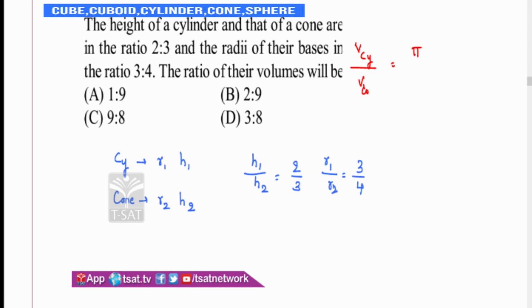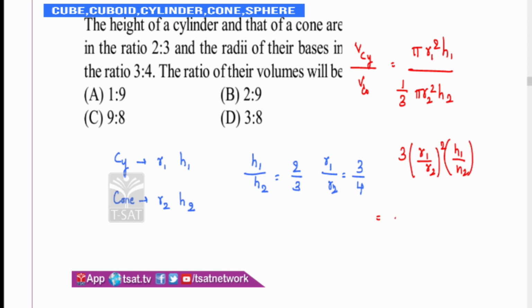Volume of cylinder is pi R1 square H1. Volume of cone is 1 by 3 of pi R2 square H2. So 3 goes up, pi gets cancelled, therefore 3 into R1 by R2 whole square into H1 by H2. What is R1 by R2 whole square here? 9 by 16. H1 by H2 is 2 by 3. 3 cancels again. So 2 ones are 2, 2 eights are 16, so 9 is to 8 is the ratio of the volume of the cylinder to the volume of the cone.